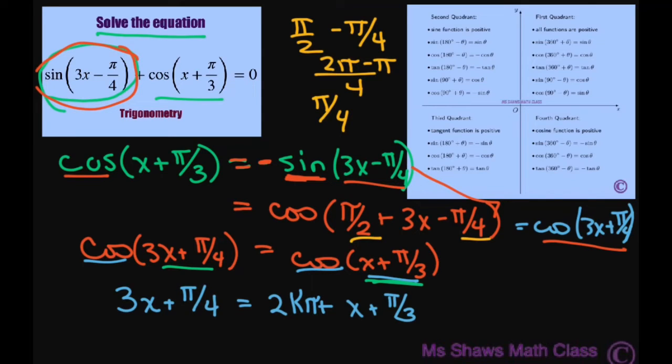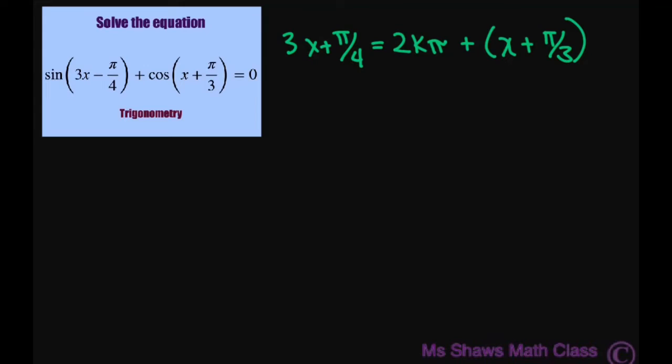And then when you do this, you're going to write plus and minus when you're adding this angle here. So put plus and minus. All right, so we need to check and solve for x here. We're going to do the plus, and then we're going to do the minus. So if we do the plus, we're going to get 3x + π/4 = 2kπ plus our angle (x + π/3). All right, solving for this, I'm going to take away the parentheses.